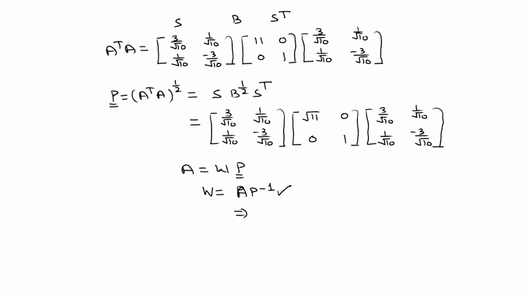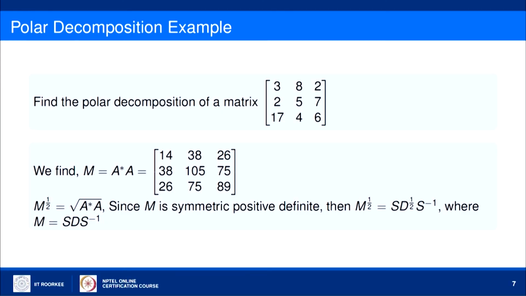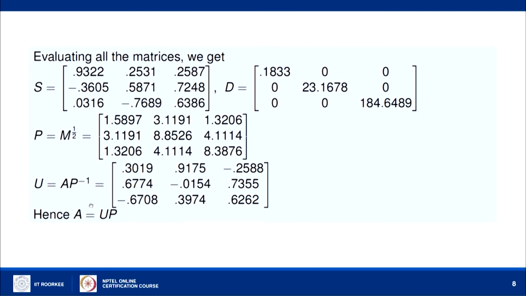Again we have a couple of examples here. This is again how I have done in the earlier case. This is the matrix, this is A star into A, then M half will become the square root of A star into A, and by using the same process I calculate A equals U P, where P is given by this one and U is A into P inverse.